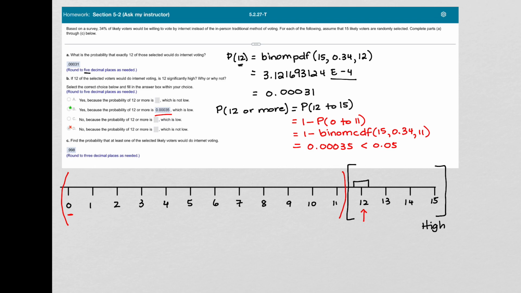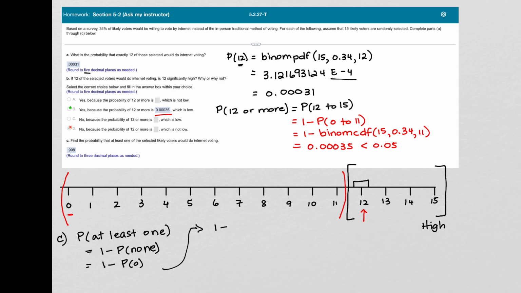And then for part C, it's asking us for the probability that at least one of the selected likely voters would do internet voting. So I'm going to put that down here, part C. Probability of at least one. And we calculate the probability of at least one by taking 1 minus the probability of none at all. So this is going to be 1 minus the probability of 0 successes.